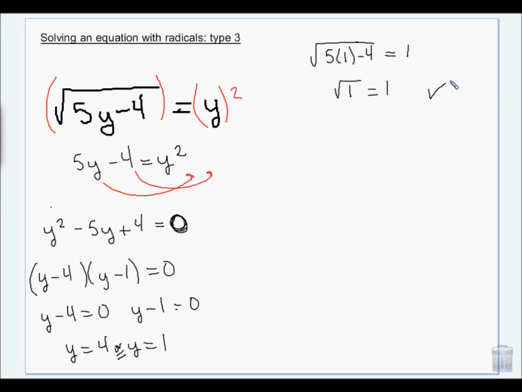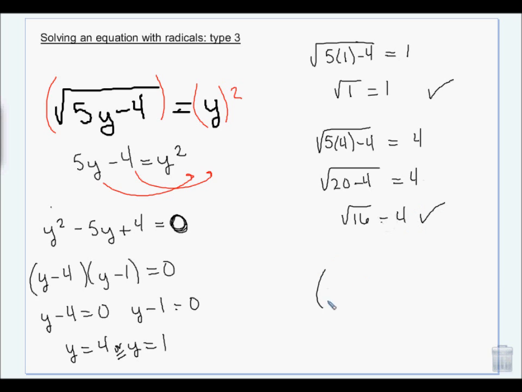So this one worked. And then if I do 5 times 4 minus 4, that is 16, so the square root of 16 equals 4. So that one also worked. So my answer would be 4, 1. That would be my solution set. They both worked. It's possible that one will work. It's possible that they'll both work. It's possible that neither one of them will work.